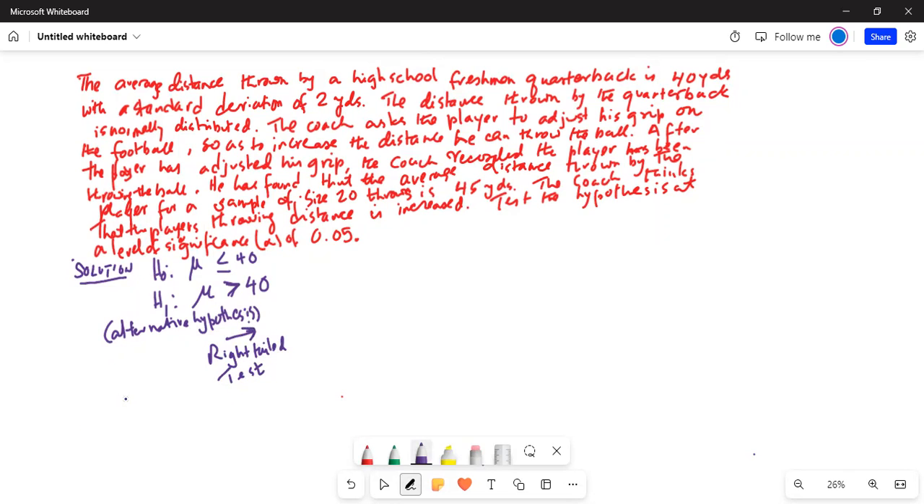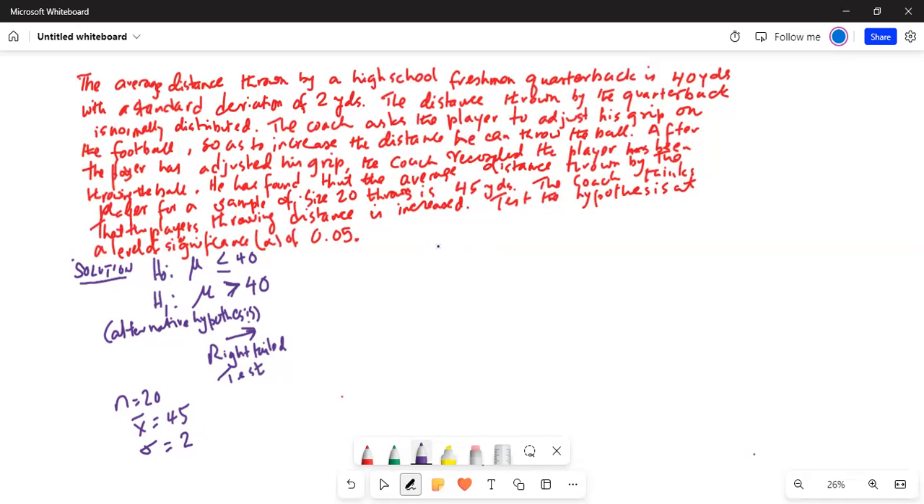My sample size n is equal to 20 throws. My sample mean x bar is equal to 45, because after he changed his grip, from a sample of 20, the coach got the average throwing distance of 45. And the population standard deviation of his throw is 2.